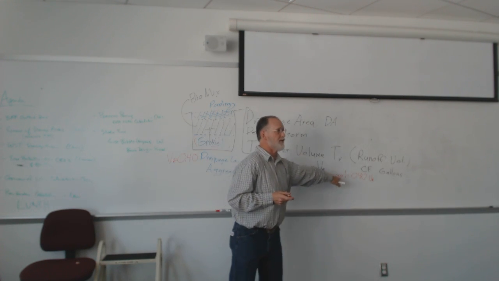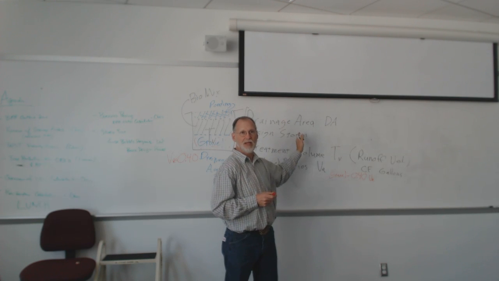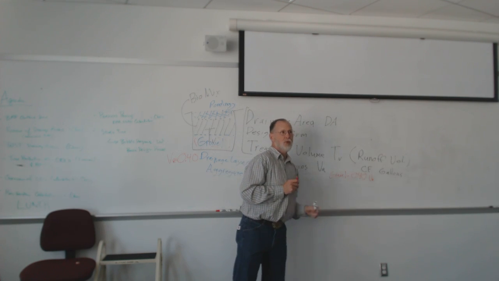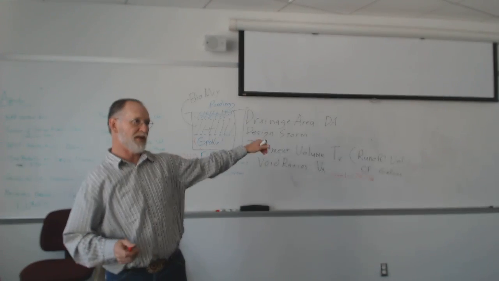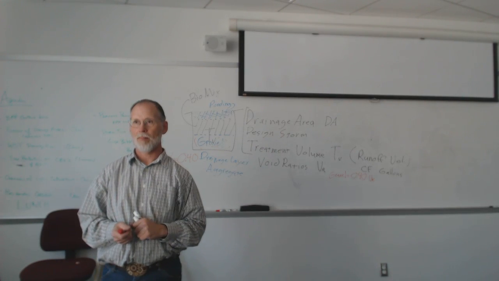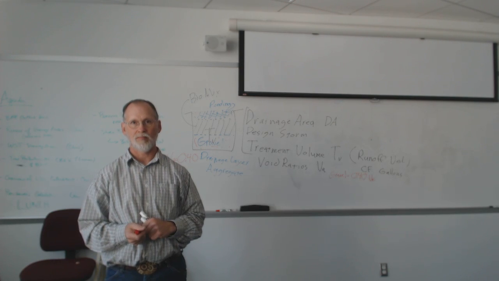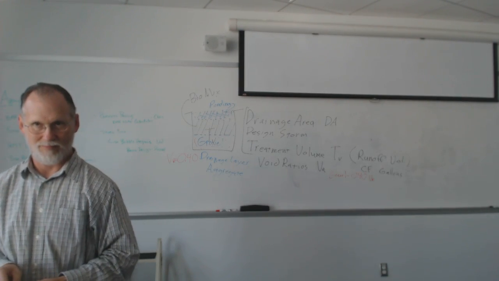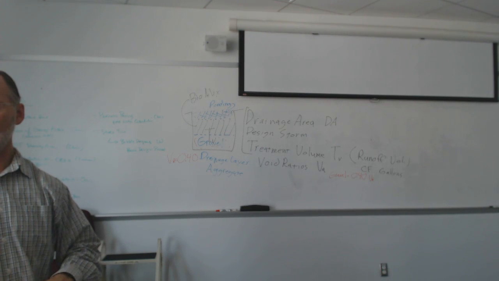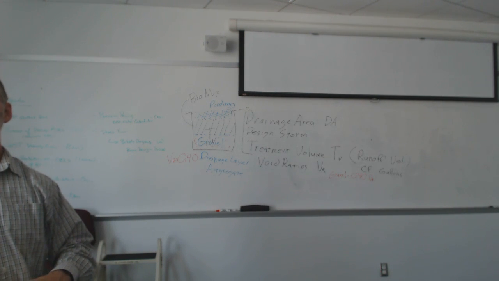So when we're dealing with gravel in any of these BMPs, we're going to have 40% of that volume as our storage volume. So for 1 cubic foot of space filled with gravel, really only 60% of it is gravel. Right. 40% of it is void. Right.